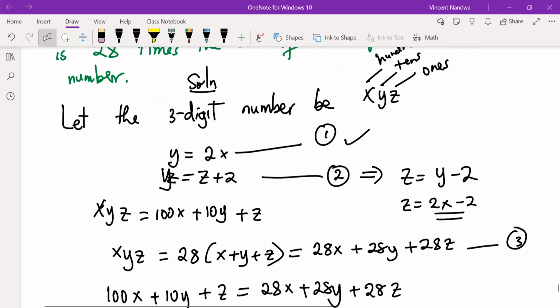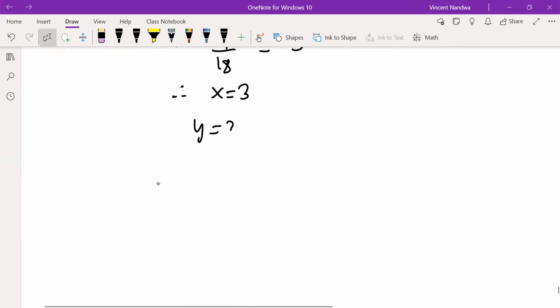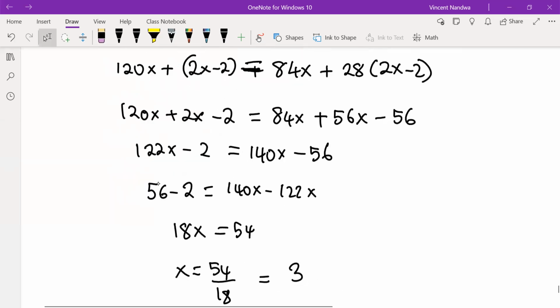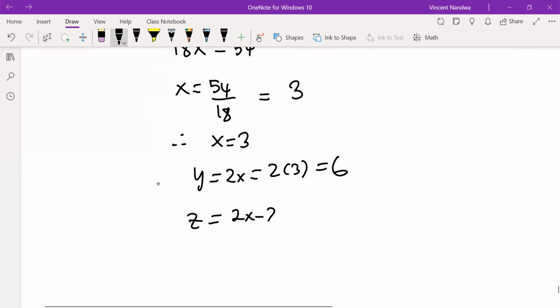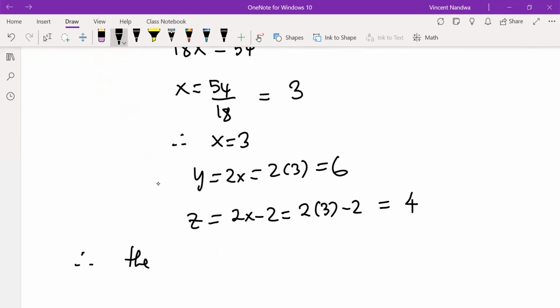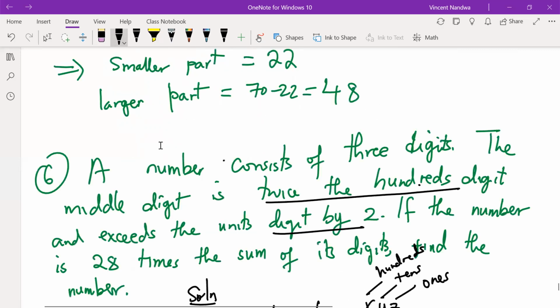And remember, y was 2x, so y will be 2 times 3 to give us 6. And z, in terms of x, is 2x minus 2, so 2 times 3 minus 2, 6 minus 2 is 4. Therefore, the number is xyz. So x is 3, y is 6, z is 4. So 364. That was problem number 6.